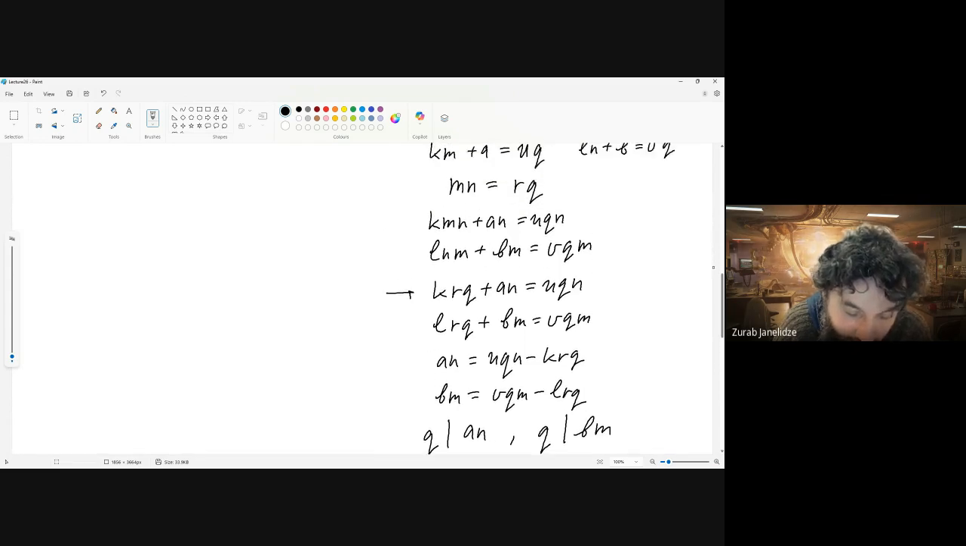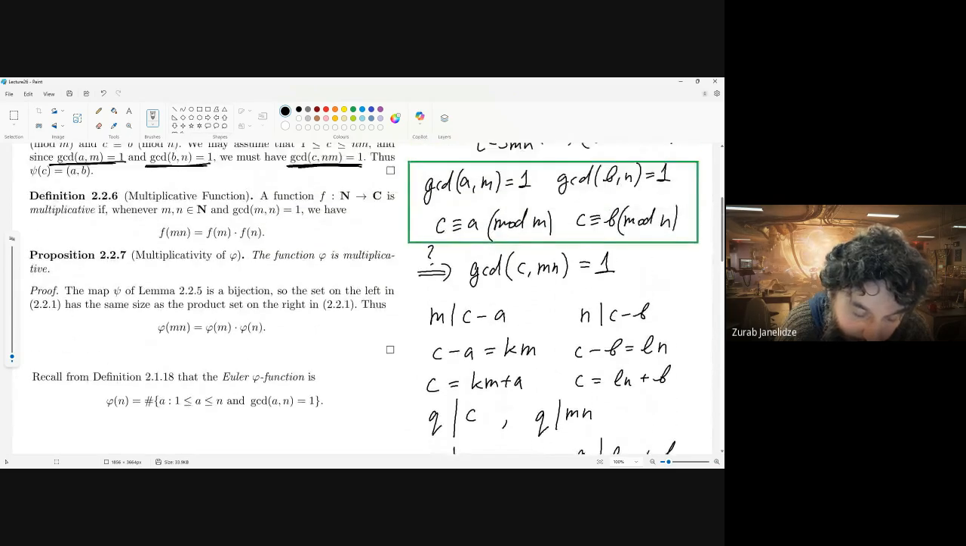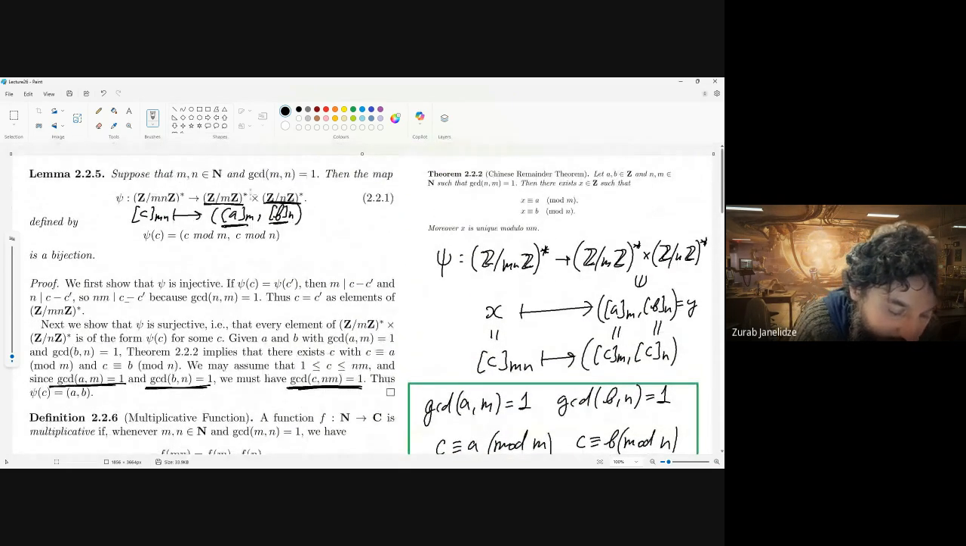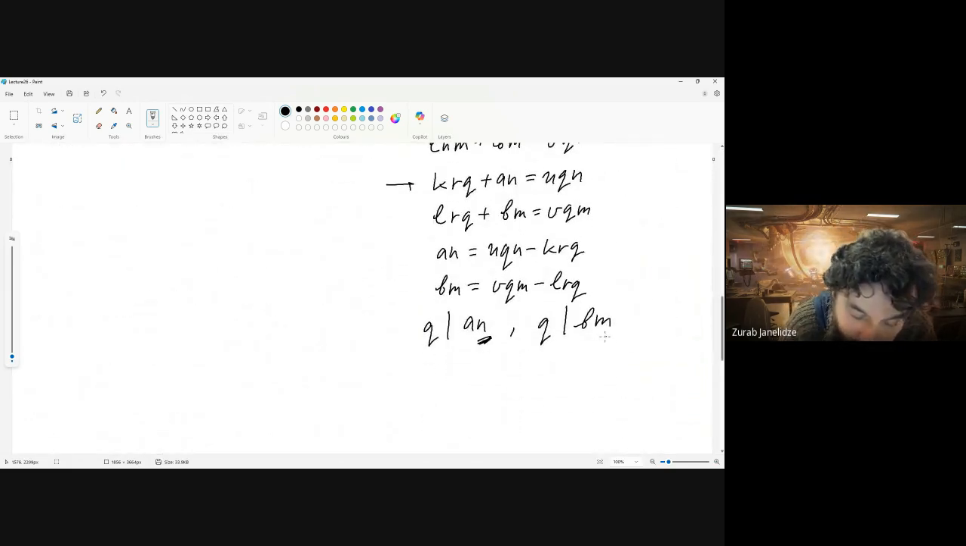Remember that N and M are co-prime. M and N were originally given to be co-prime. So there's nothing that can divide both. So you see, when Q divides AN, all the prime factors of Q, none of them, wait, some of them could be contributing to N, and some of them could be contributing to M, right?